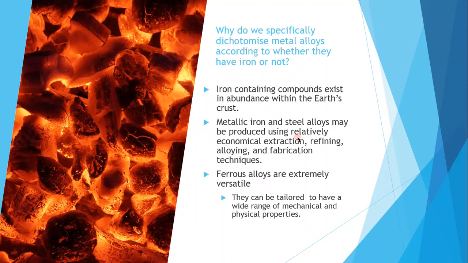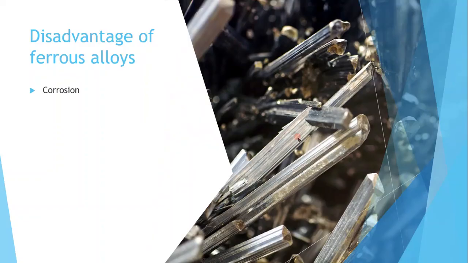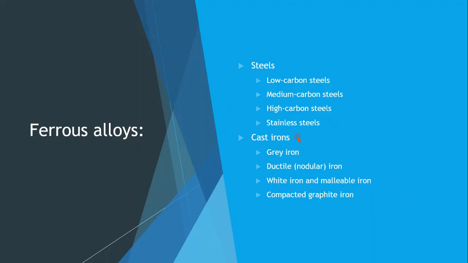So why do we specifically dichotomize metal alloys according to whether they have iron or not? Iron-containing compounds exist in abundance within the Earth's crust. Metallic iron and steel alloys may be produced using relatively economic extraction, refining, alloying, and fabrication techniques. Ferrous alloys are extremely versatile, which means that they can be tailored to have a wide range of mechanical and physical properties. So that's why we usually categorize things by whether they have iron or not, because it's the most abundant, the cheapest, and the easiest to use. The problem is that they corrode, and that's pretty much it.